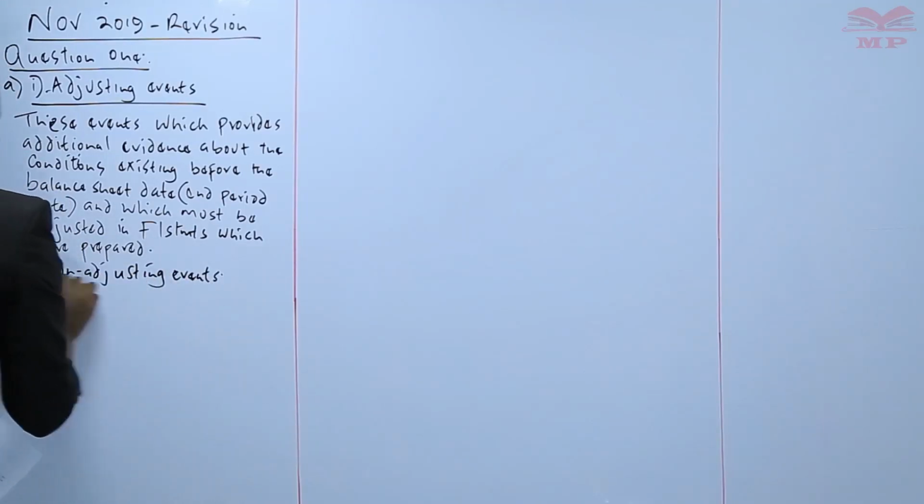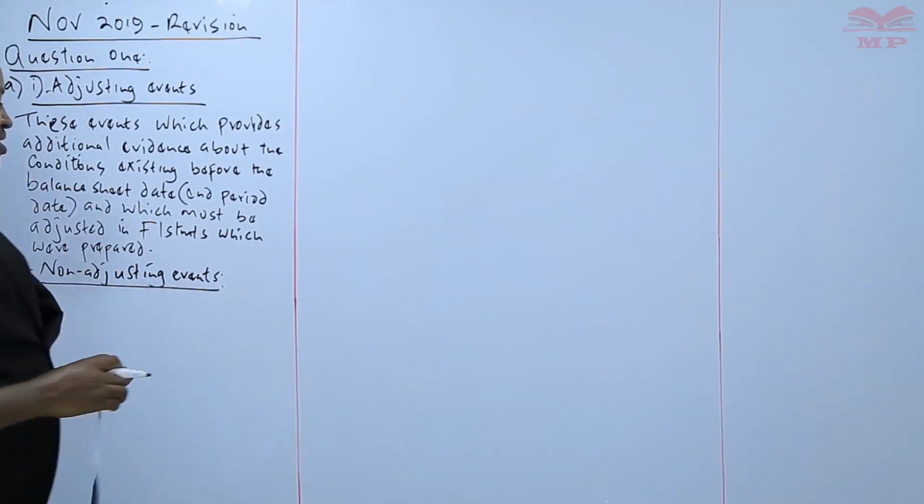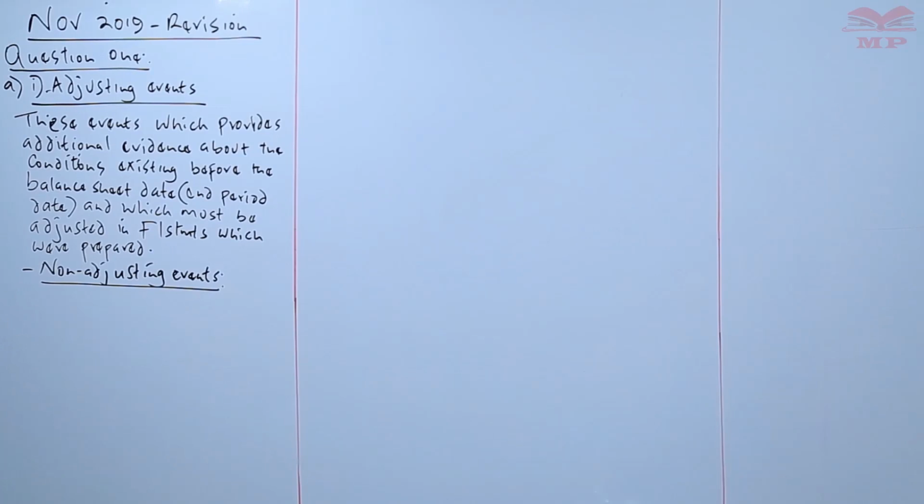And basically the difference between these two particular events is that when we talk about non-adjusting events, these are those particular events which need not be adjusted to the financial statements which have already been prepared. In fact, that's why we have the name non-adjusting. Once these events occur, they do not provide additional evidence about the conditions which were existing before the balance sheet date, and therefore they need not be adjusted to the financial statements which were prepared.